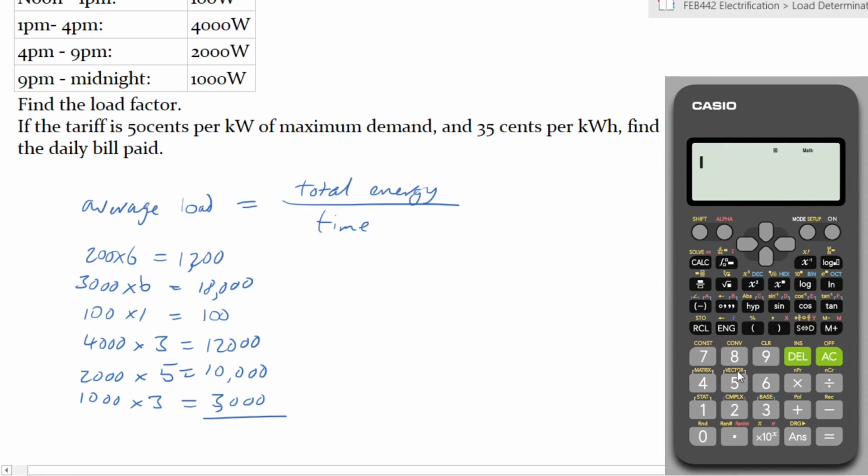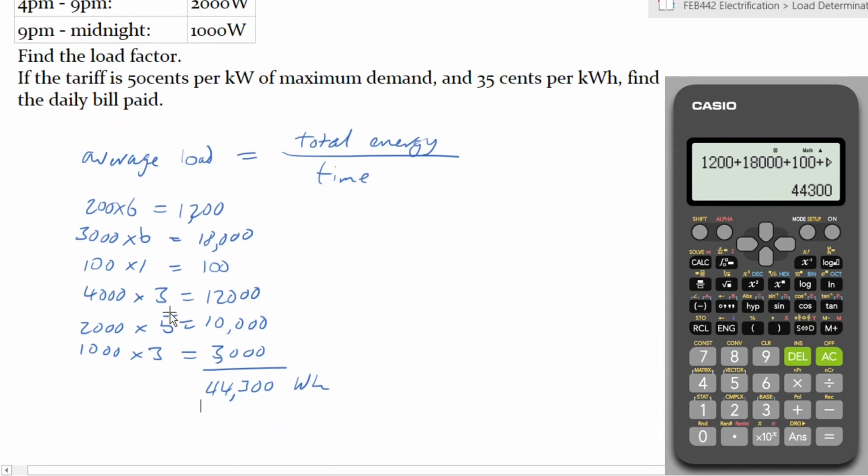So the total for that is 1200 plus 18,000 plus 100 plus 12,000 plus 10,000 plus 3,000. That's 44,300 watt hours. Sorry, watt hours. So we divide it by 1,000 to get the kilowatt hours. So this is just watt hours. So that was the average load.